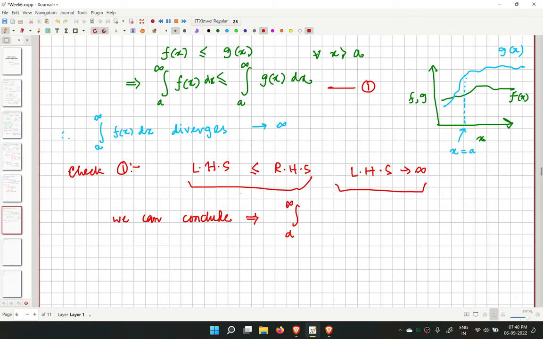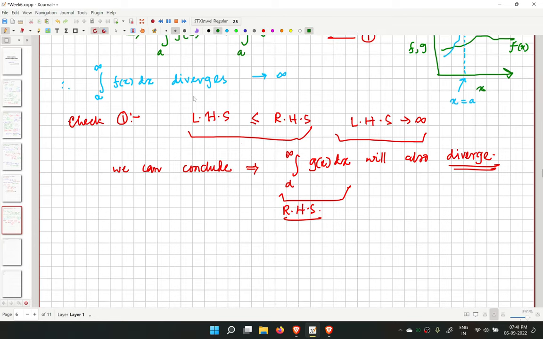integration a to infinity gx dx will also diverge. So this is the RHS here, the right hand side of this equation 1. So why will this diverge? Because the left hand side is always infinity, and if this property is to be true, then the right hand side also has to be infinity, or you can say greater than or equal to, so in order to satisfy this, it also has to diverge, right?